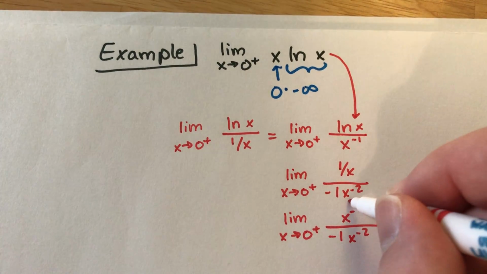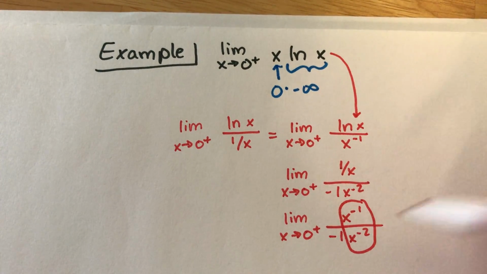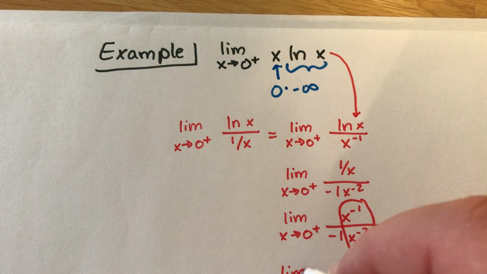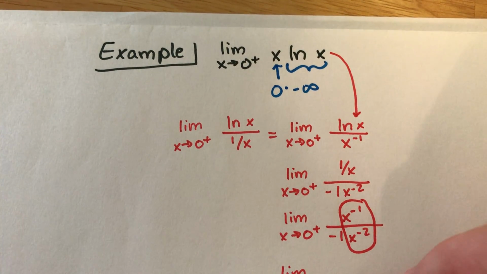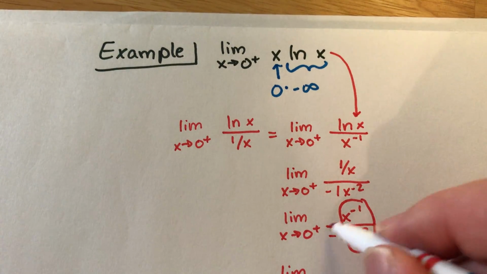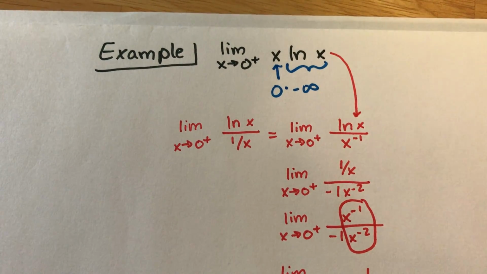So I'm going to focus on these exponents for a second. Since we are dividing, we would subtract. Negative 1 minus negative 2 is going to make a positive 1. So we have the limit as x approaches 0 from the right of x to the positive first, divided by essentially negative 1, so that's just going to make it a negative.